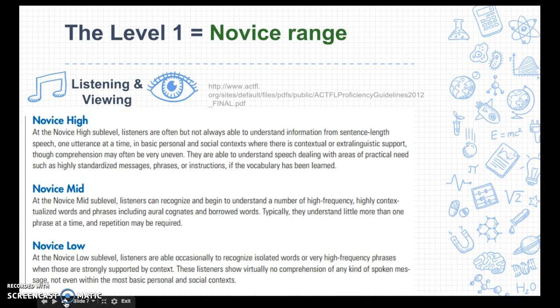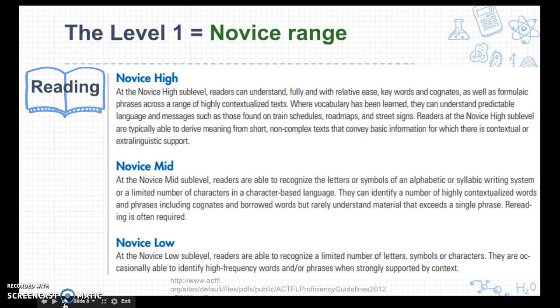All right, target proficiencies. The level 1 exam measures student proficiencies in the novice range as measured by the ACTFL proficiency guidelines. These students understand some ideas on familiar topics containing phrases, simple sentences, and frequently used expressions. They can understand the main point and a few details in short conversations, messages, and announcements. So here's the novice range from low to high for listening and viewing. And then here is what the novice range looks like for reading.